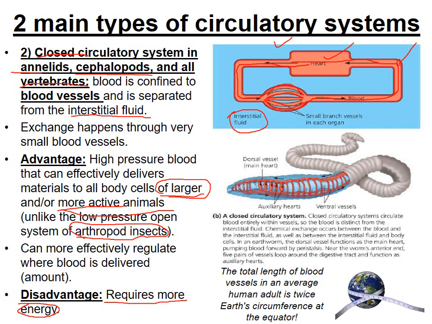Now, if you look at a closed system, one really interesting thing, especially in humans, is this little statement here. The total length of the blood vessels in an average human adult is twice the Earth's circumference at the equator. That's amazing. All that stuff just stuffed into our human bodies. And it's such a large amount of it. We saw it with the intestines, and if you thought that was impressive, this is impressive over here as well. So our main focus in this lesson will be about closed circulatory systems, because that's what we have.